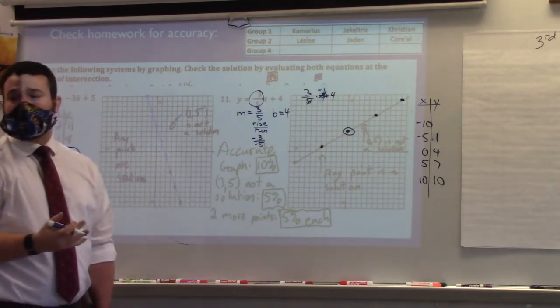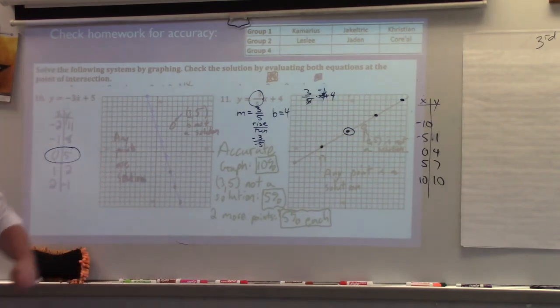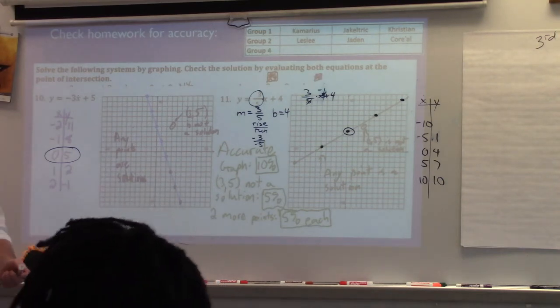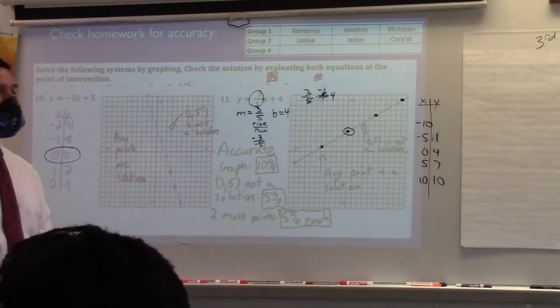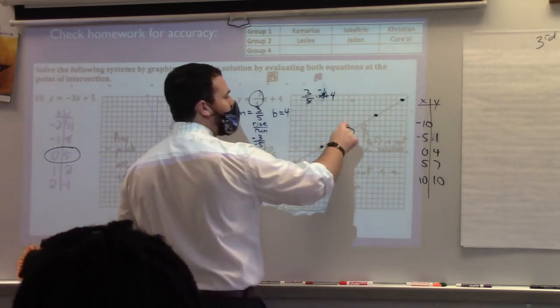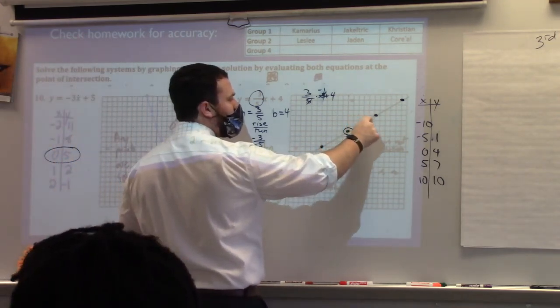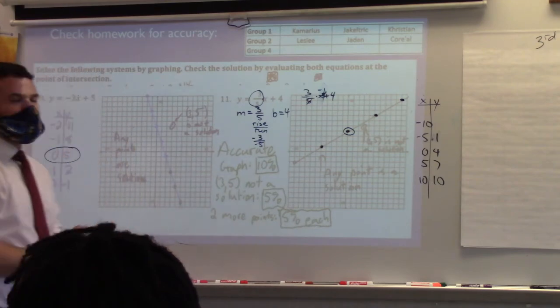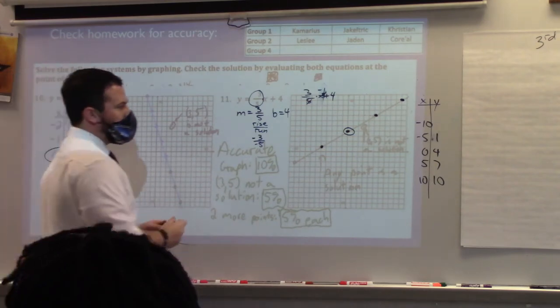And I'll remind you, can you use a calculator to do those calculations? Yeah, sure, 100%, but I'm still going to go by 5s because I don't want to deal with decimals, I don't want to deal with fractions, I want those nice integer whole numbers. Notice that matches rising 3, running 5. There's my line.